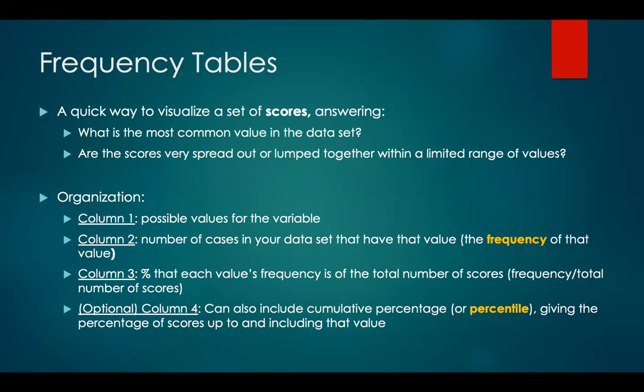And in column 3, you have the percentage that each value's frequency is of the total number of scores. So to calculate this percentage, you divide the frequency by the total number of scores. And column 4 is optional, but it can show the cumulative percentage or the percentile, giving the percentage of scores up to and including that particular value.